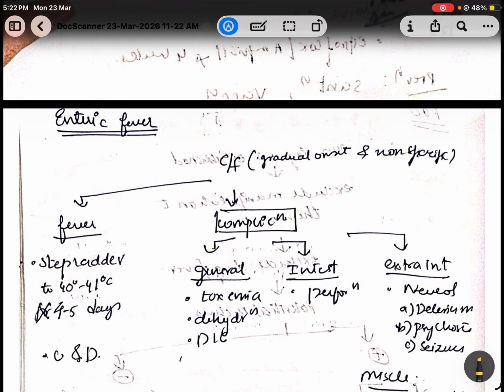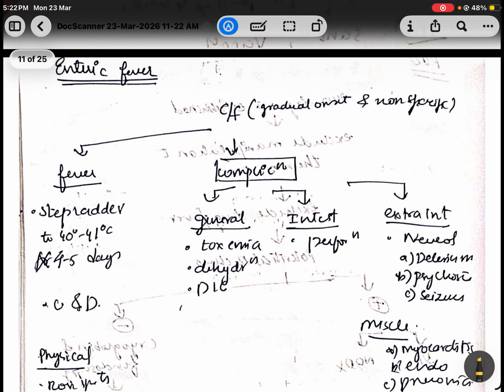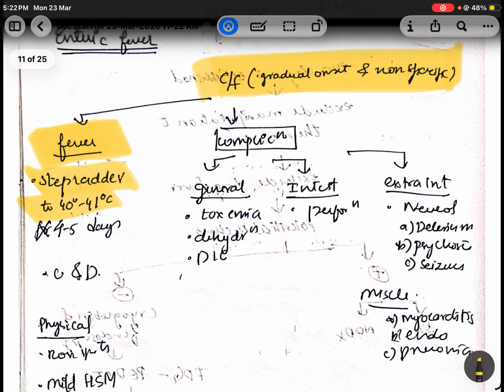And enteric fever, there I have not written it properly, so I'm mentioning it again. You can just refer to these notes. Okay, then the major thing is, in any infectious disease, one thing you have to write is about the fever, and also I need to talk about the pattern of fever. And I am sure everybody knows it's a step-ladder kind of fever which is there in enteric fever. And also you can write about the complication part.